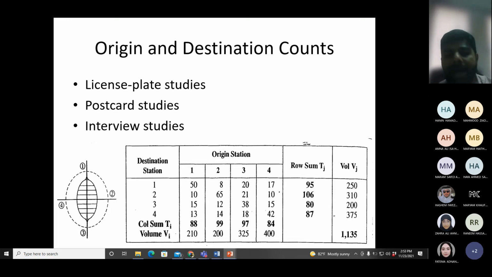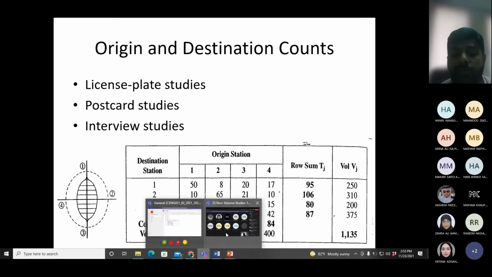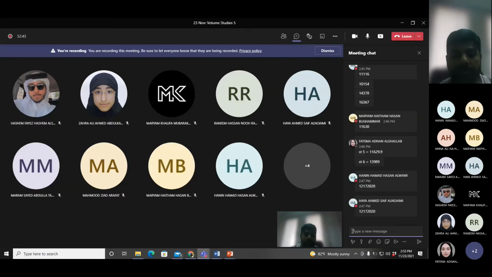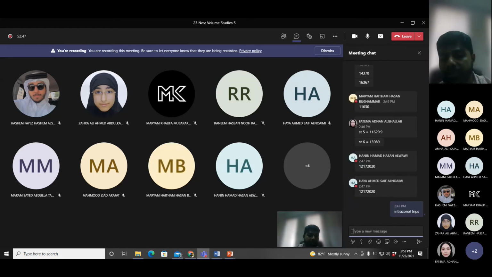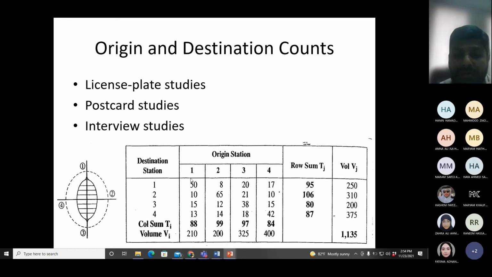Now you see the diagonal numbers in this matrix: 50, 65, 38. They are known as intrazonal trips. Trips for which the travelers did not go out of their respective zones, their origin and destination were the same. So we call them intrazonal trips.